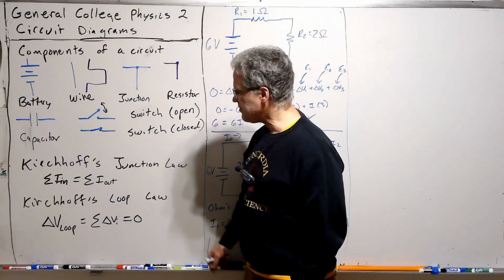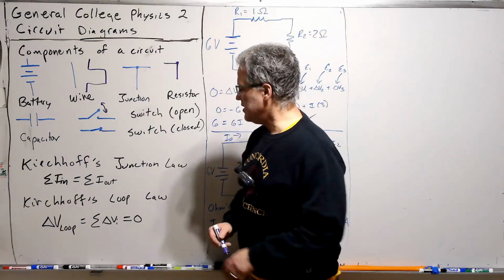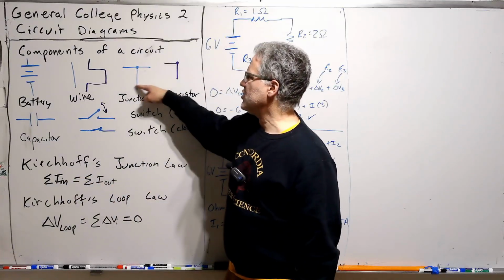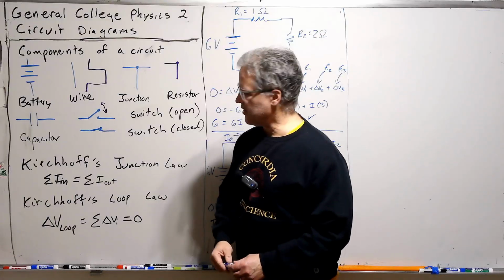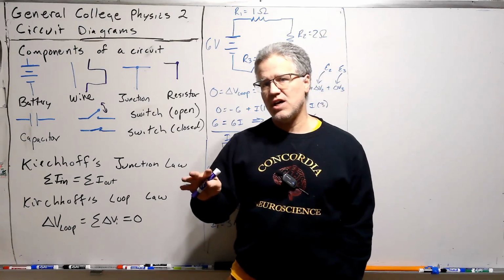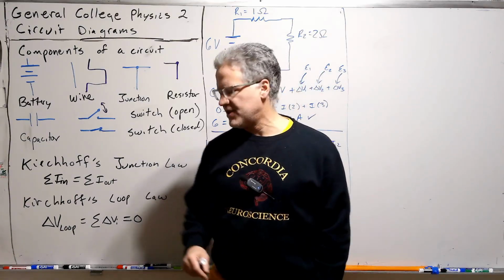Okay, junction law, we've seen already. Current in equals current out. So when we have a junction like this, current in equals current out. And the new one for us now is Kirchhoff's voltage law, or Kirchhoff's loop law. Those two are the same thing.